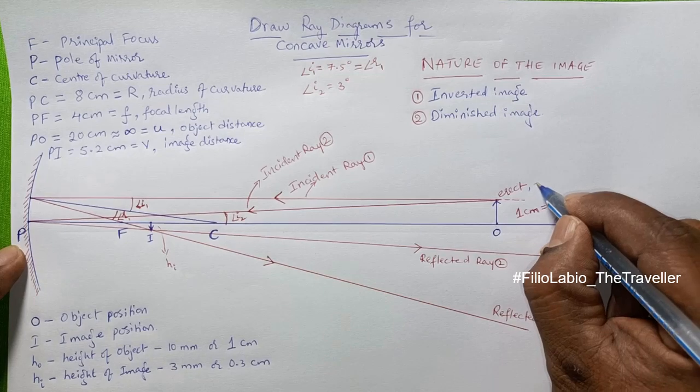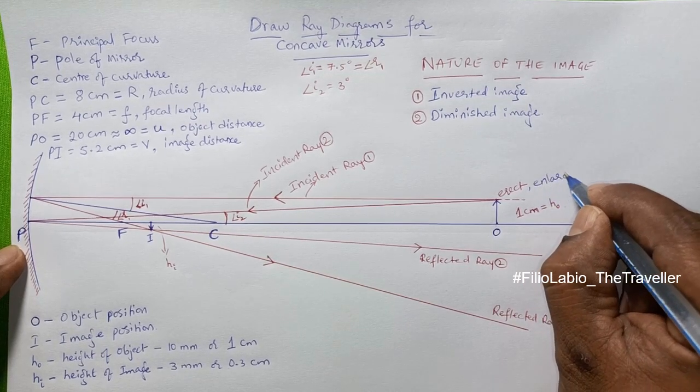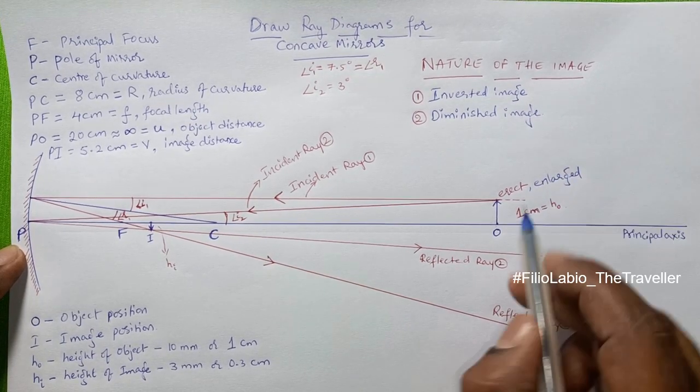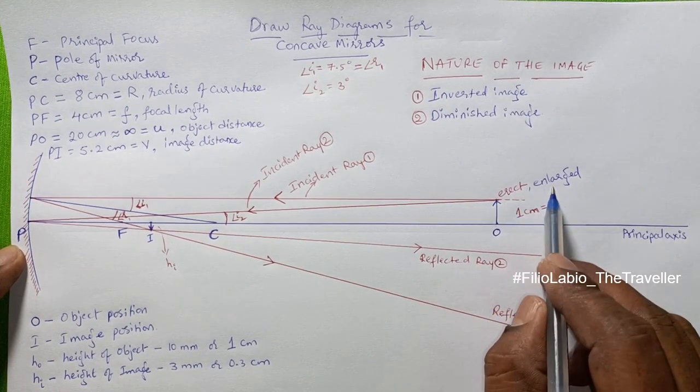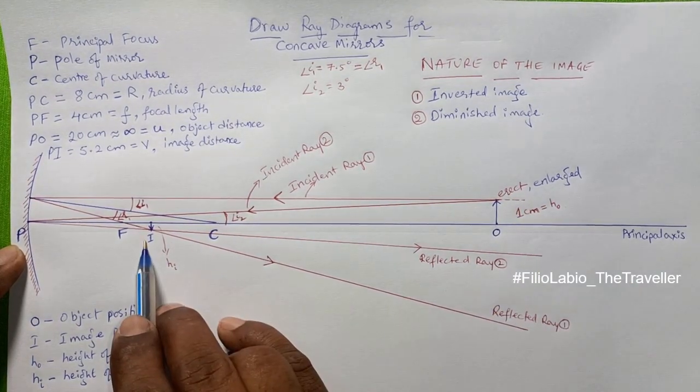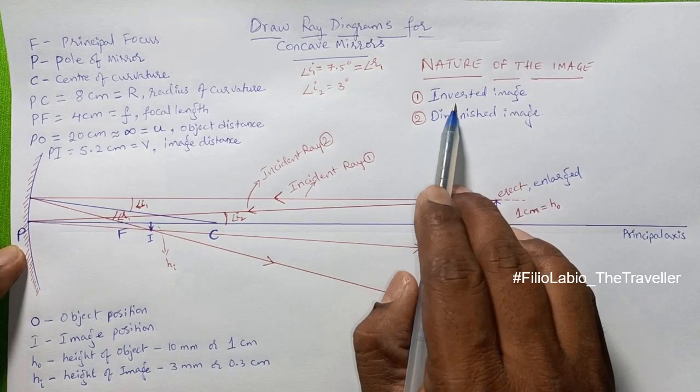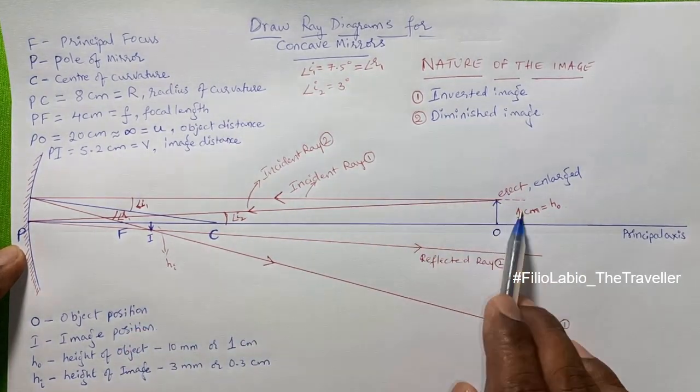The object is erect and enlarged compared to the image. The image is inverted. The image is diminished when compared to the object.